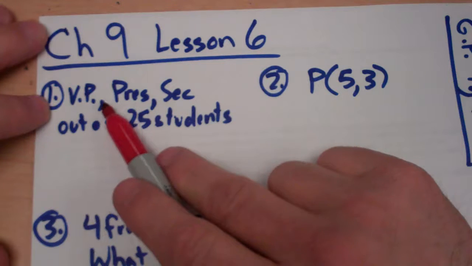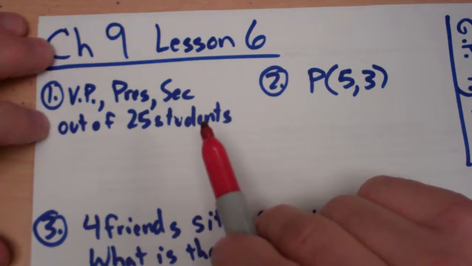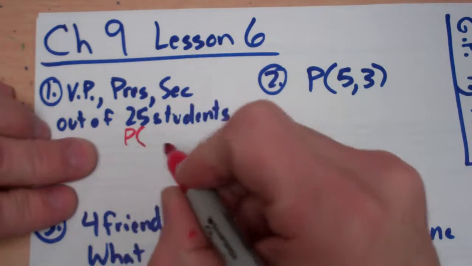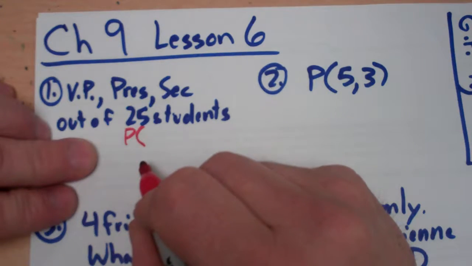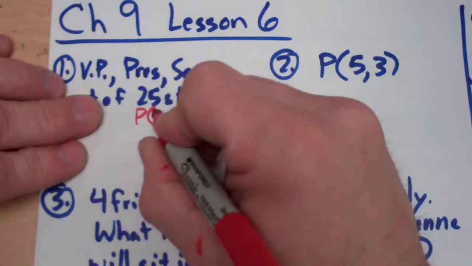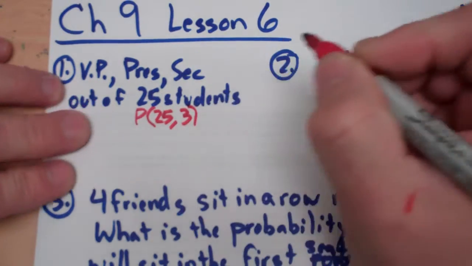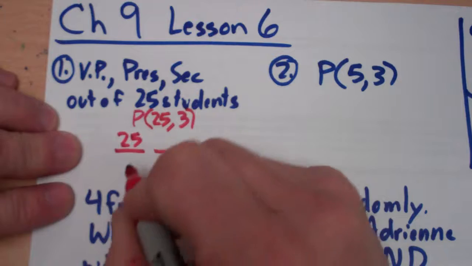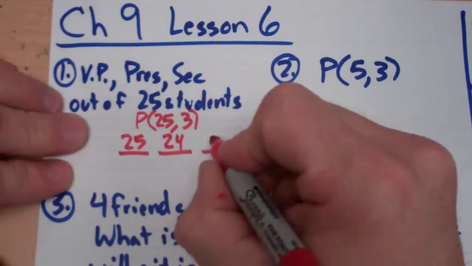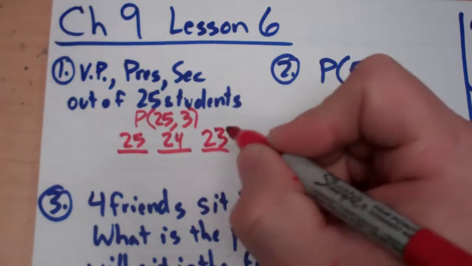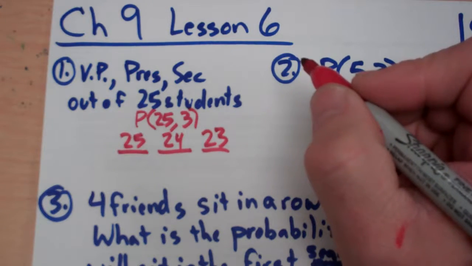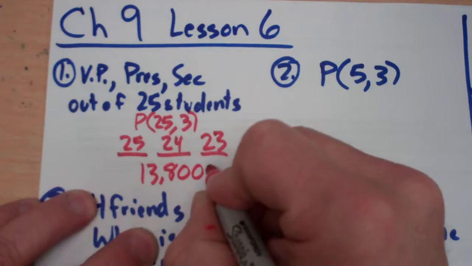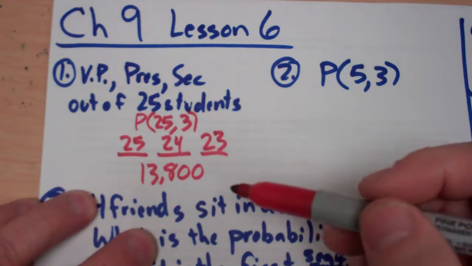Number 1 says I'm selecting the vice president, president, and secretary out of 25 students. Well, that would be I'm choosing 3 things out of 25. So that would be a permutation of 25 things taken 3 at a time. I would probably teach it like this. I have 25 people that could be the president, which leaves me only 24 choices for the vice president, which leaves me 23 choices for the secretary. So all I need to do is take 25 times 24 times 23, and I get 13,800 possible ways that I could choose that out of a class of 25 students.